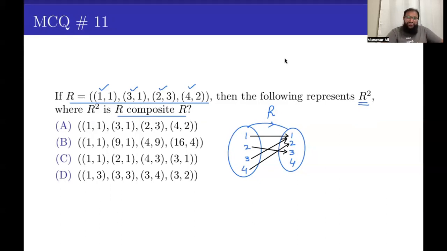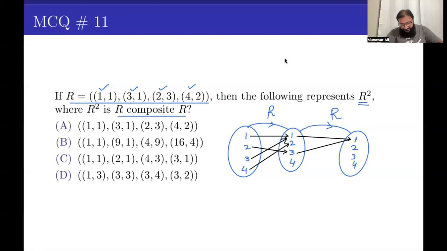Since I have to compose R with R, again I'm going to draw another set containing the same elements 1, 2, 3, 4, and again I'm going to draw the relationship R, which is like 1 goes to 1 and 3 goes to 1 and 2 goes to 3 and 4 goes to 2. Then I have to combine these. In other words, I have to compose R with R.